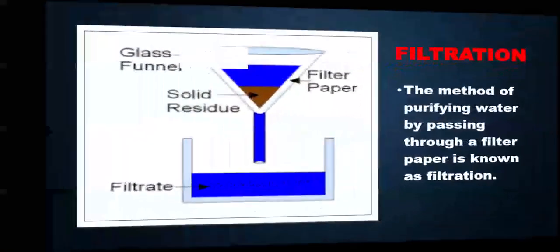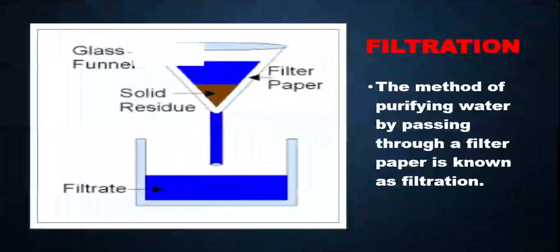Now let us discuss filtration. Children, this is the method of purifying water by passing it through a filter paper. The clear water comes out of the filter paper and is collected in a beaker below. This clear water obtained is known as filtrate. The insoluble impurities will not pass through the filter paper and remain behind on the filter paper, and are known as residue.